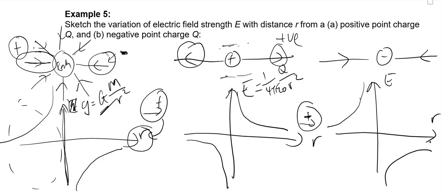Because this is positive, and this is negative. So this is negative, and that's why this one is the negative region.